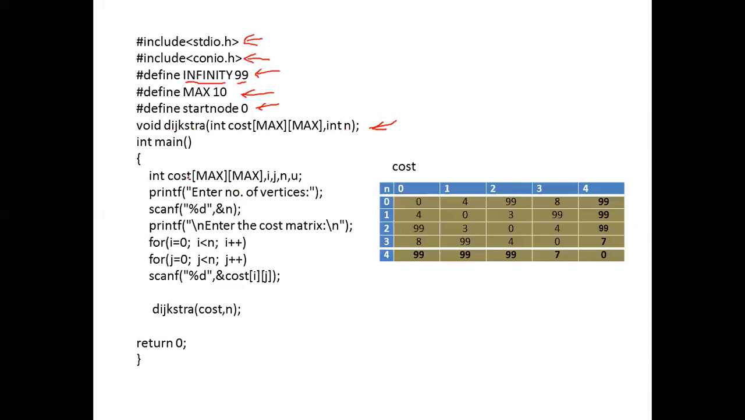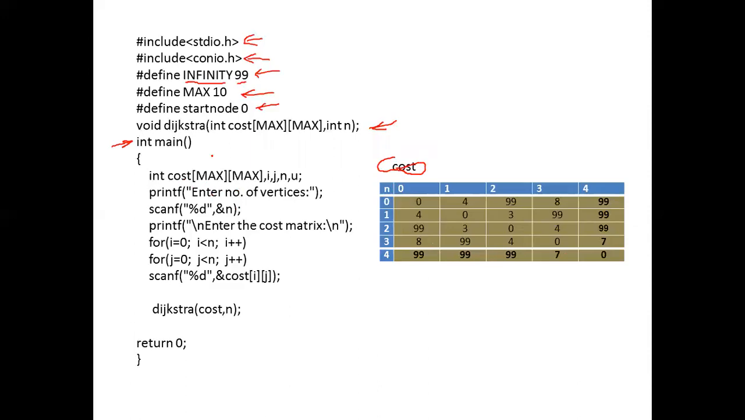Next, the program will start with the function called main. Now you can observe in the main, I'm declaring variables called cost[max][max]. Now we can observe what is this? Cost is a variable. What type of variable? It is a two-dimensional array variable. Now you can observe I specified this is a cost, a two-dimensional array variable.